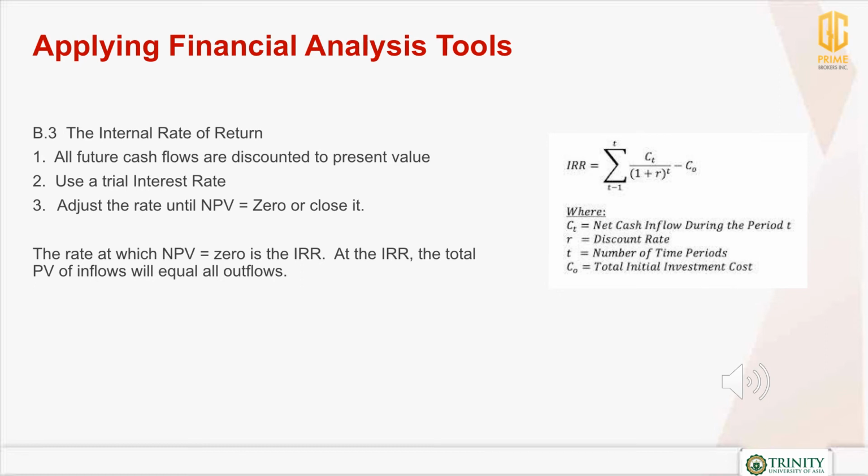Next, we could also compute for the internal rate of return, or IRR. This is the procedure. First, all future cash flows are discounted to the present value. Next, we use a trial interest rate, or R. Third, we adjust the rate until the net present value is equal to 0 or close to it. The rate at which the net present value is equal to 0 is the IRR. At the IRR, the total present value of inflows will equal all outflows.